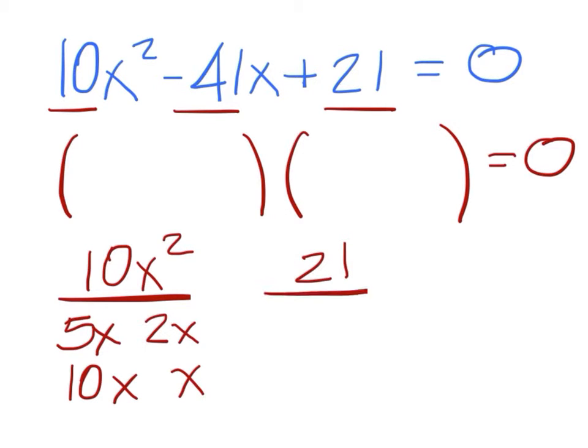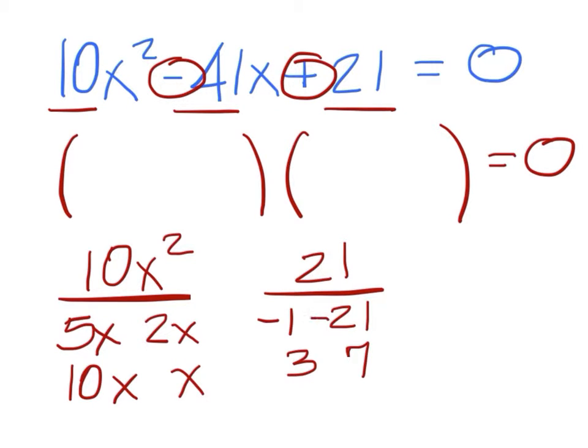I have a 21 at the back end. How do I break that up? 1 and 21, 3 and 7. Anything else? No. My sign combination is minus plus. That means my factors must be what? Minus minus. So these will have to be negative.